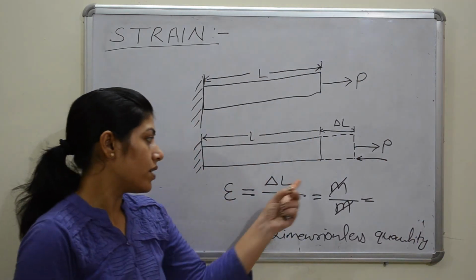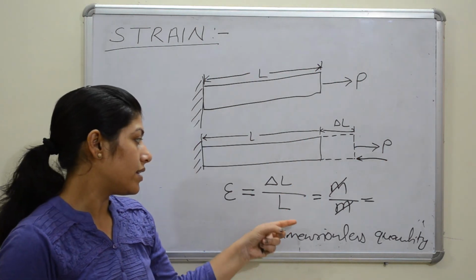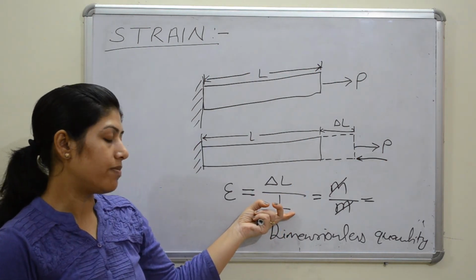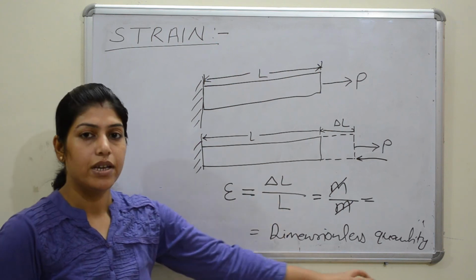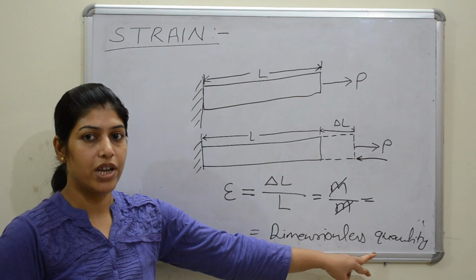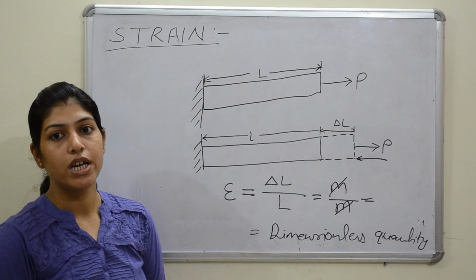Why? Because in delta L by L, delta L has unit in meter, and the original length also has dimension in meter, so the strain will be a dimensionless quantity. So this was all about strain.